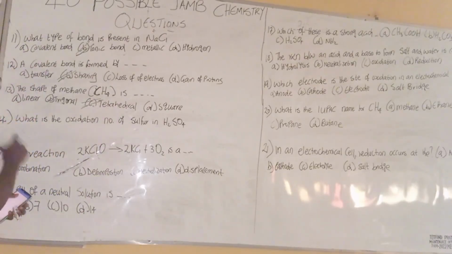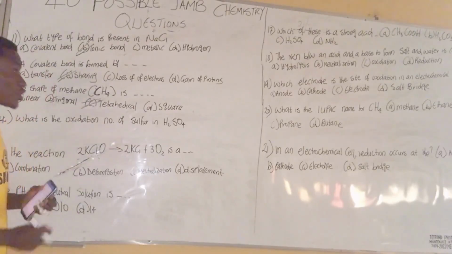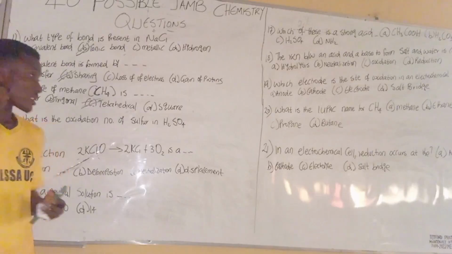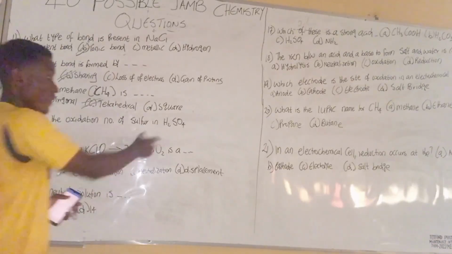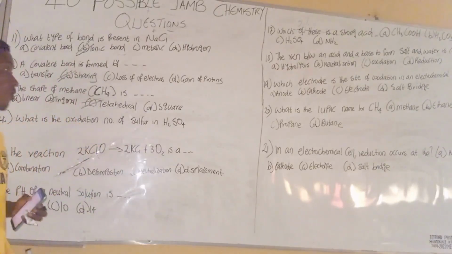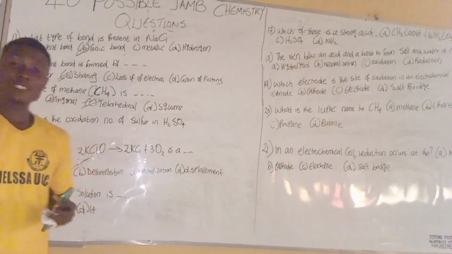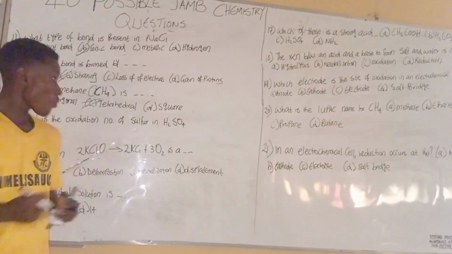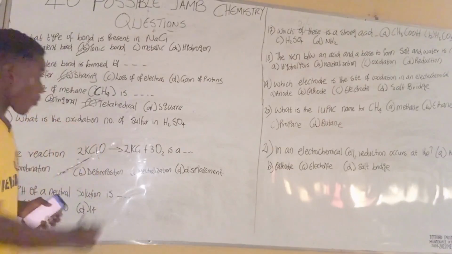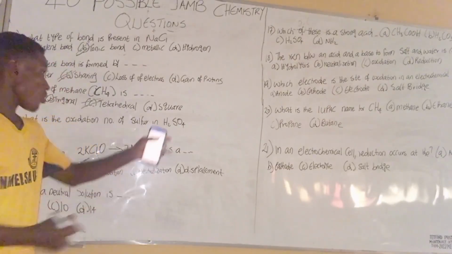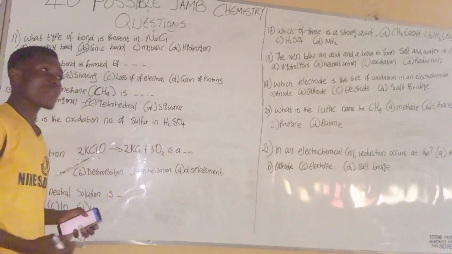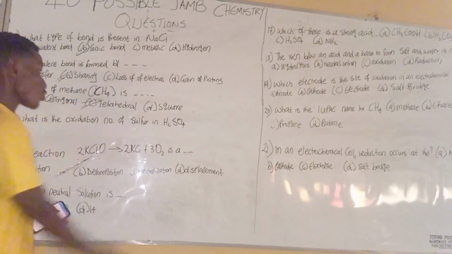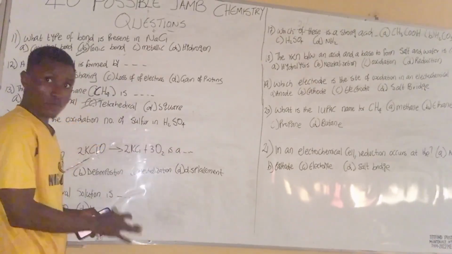14. What is the oxidation number of sulfur in H2SO4? First of all, what is the oxidation number of hydrogen? The oxidation number of hydrogen is +1. What is the oxidation number of sulfur? We don't know, and that is what we are looking for. What is the oxidation number of oxygen? The oxidation number of oxygen is simply -2.